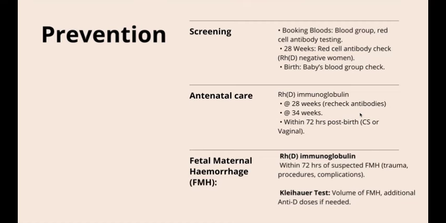We've already talked about giving RhoGAM, the immunoglobulin, at 28 weeks and 34 weeks. And in addition, it's given within 72 hours of birth. Now, we talked about how sometimes during pregnancy, where there's trauma, invasive procedures, other complications, there may be sensitizing events. And so because of that, we give this immunoglobulin within 72 hours of that. The other thing that's notable is there's something called a Kleihauer test, and this is a test that will enable you to understand the amount of the fetal maternal hemorrhage and whether additional immunoglobulins need to be given.